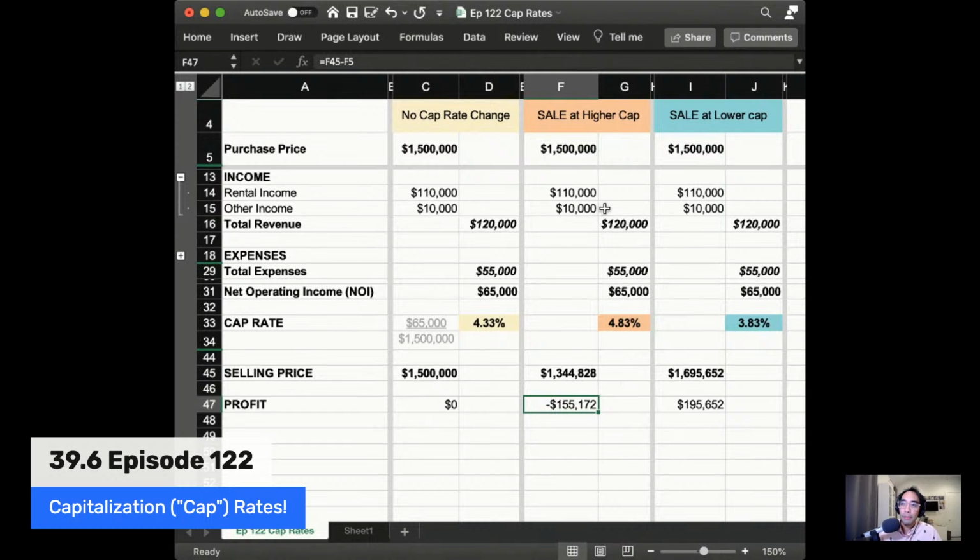So this is something you need to be very cognizant of when you're holding on to a commercial real estate asset. You don't have control of market cap rates, and they could go up, which could cause you to lose value if your net operating income does not change.